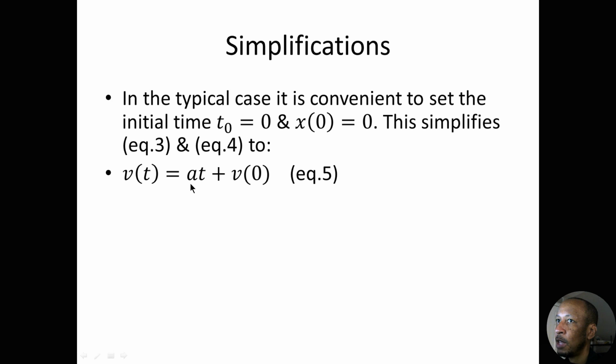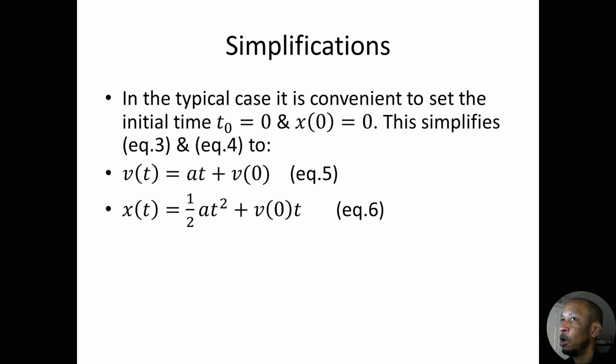v of t equals at plus v of 0. That's equation number 5. And then we have x of t equals one half at squared plus v of 0 times t. That's equation 6. So the concept here is that if you were to say, where does time start in this problem?